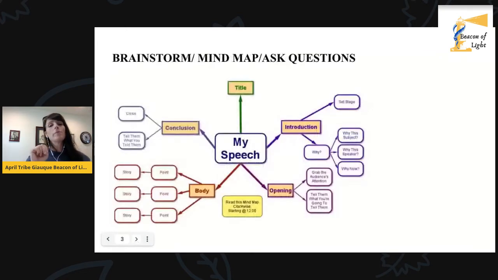Onto the brainstorm and the mind map. That's going to be done with asking a lot of questions. Now, this, of course, is just a snapshot about my speech, but you could put in there my chapter because you have to have a title. You have to have something to introduce it. There's an opening. There's the body of things that are happening, and of course, the conclusion. So these are prompts that can help you with writing some of these down to help capture some of the stories that you're going to be doing.